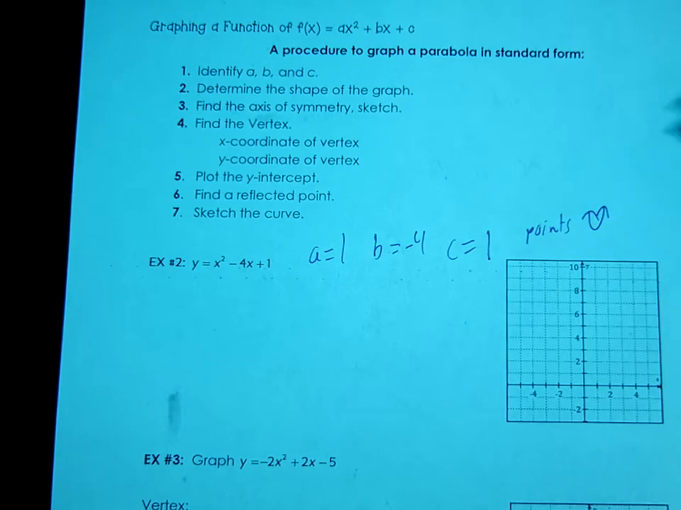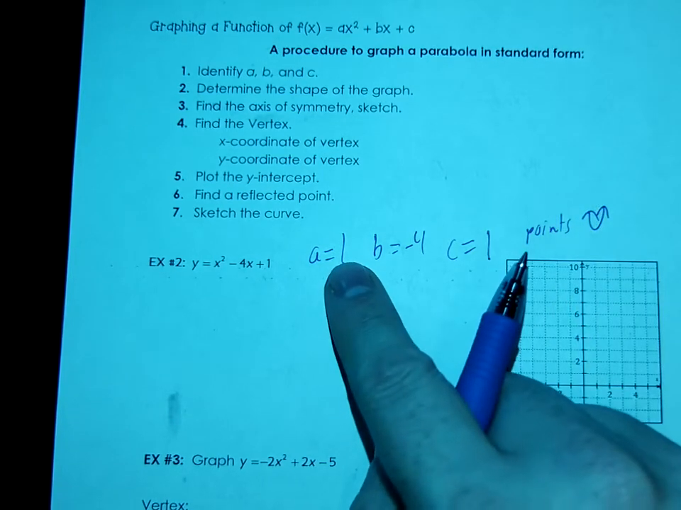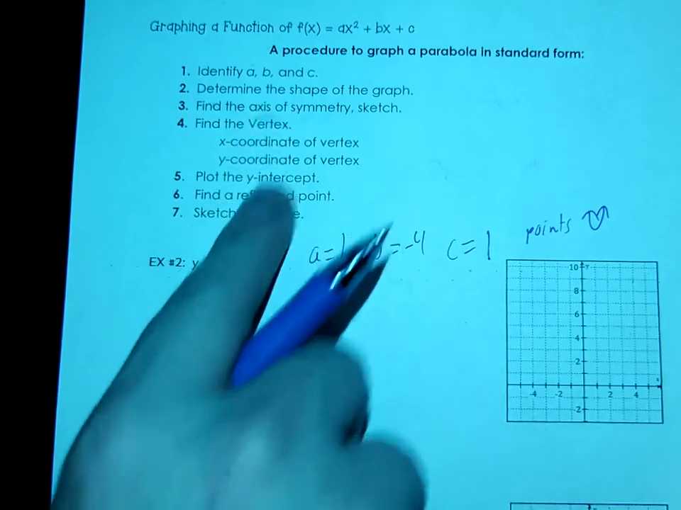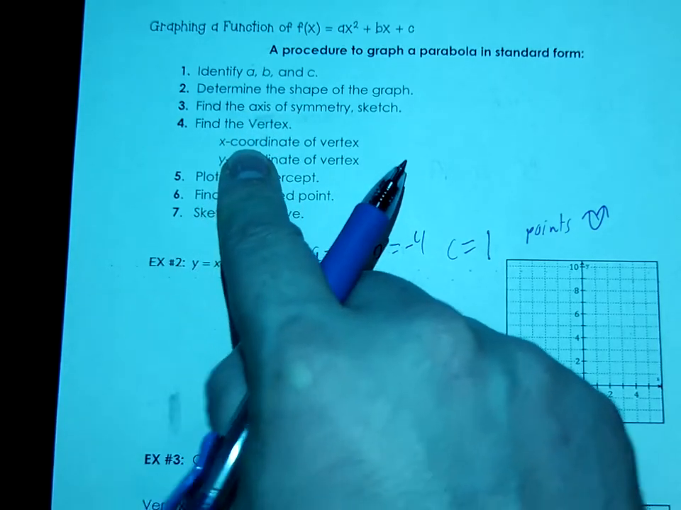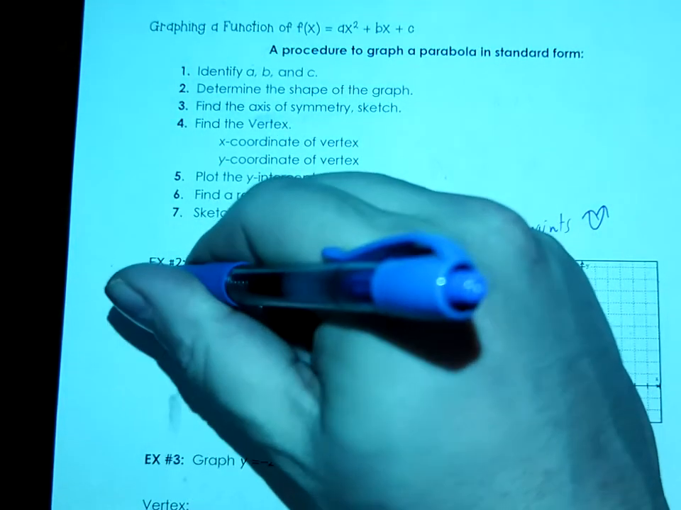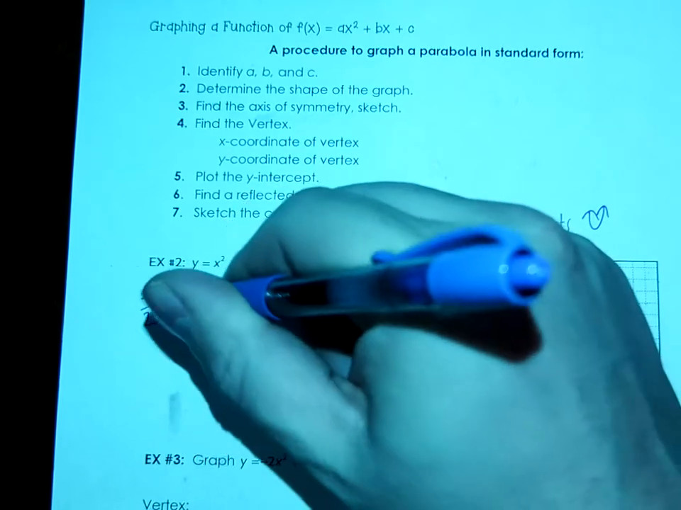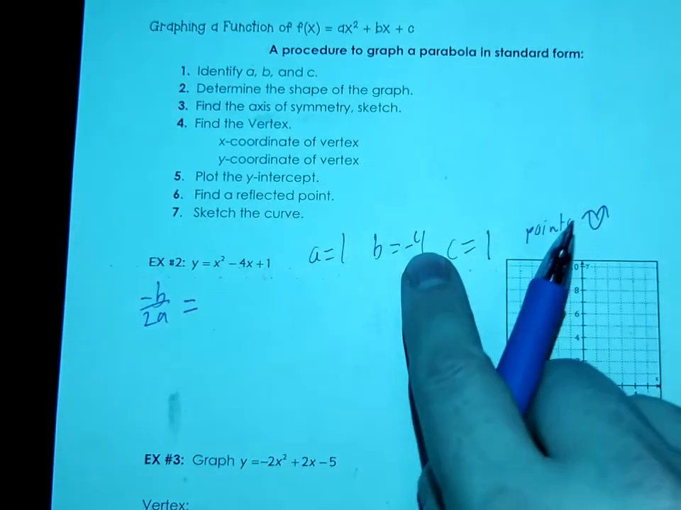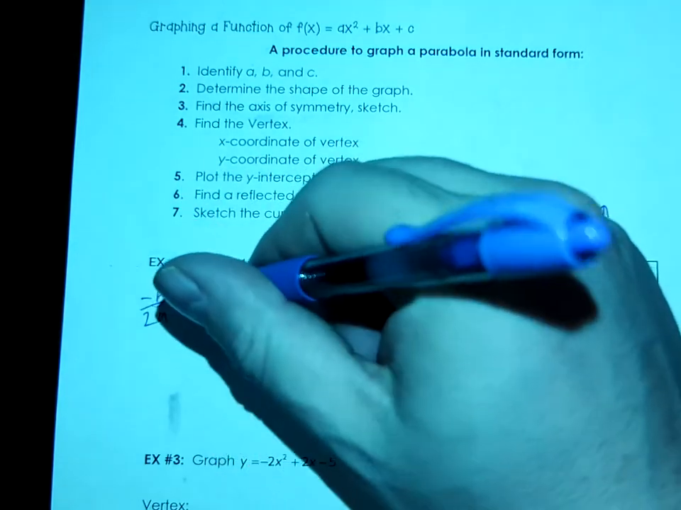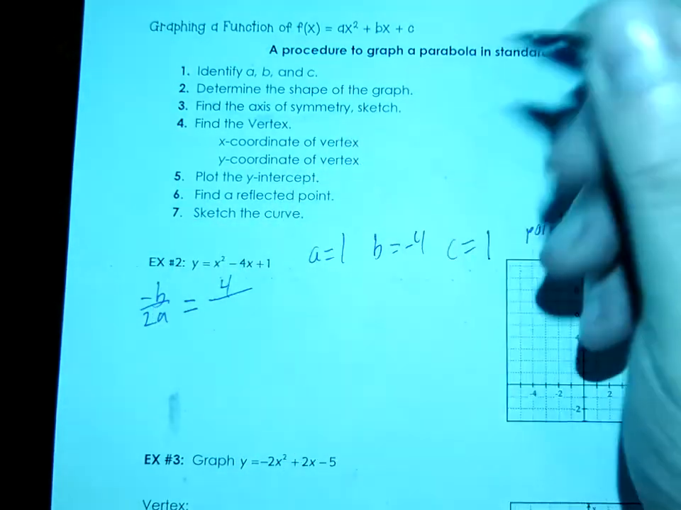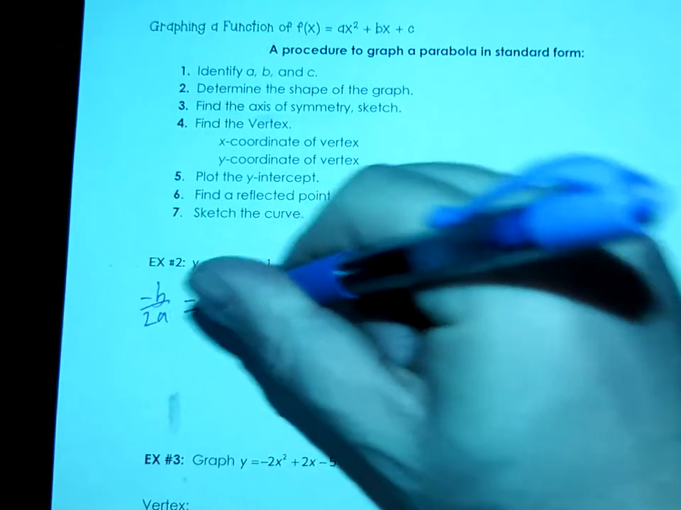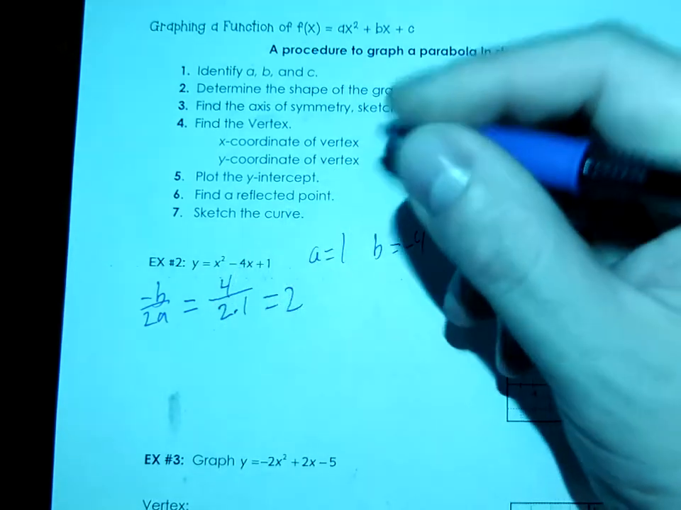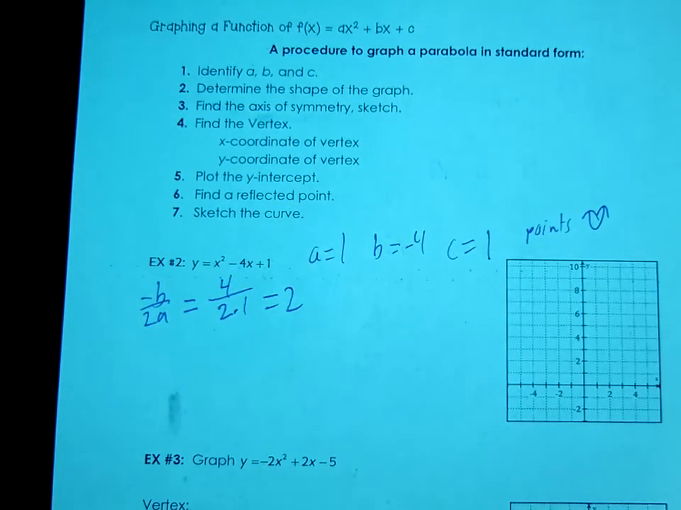Smiley faced. Why does it point up? Because A is positive. So next thing is the axis of symmetry, which is the x-coordinate of the vertex. So we're going to do opposite B divided by 2A, which is equal to, well, B is -4. The opposite of -4 is +4, and then 2 times A is 2. So that's 2. And what this is going to give me is my vertex.